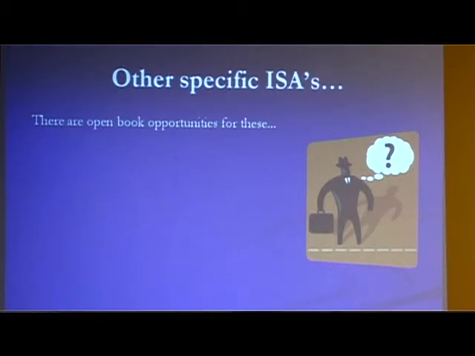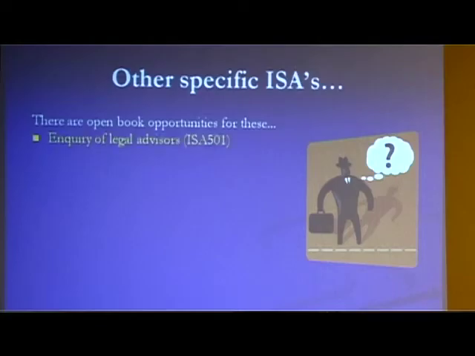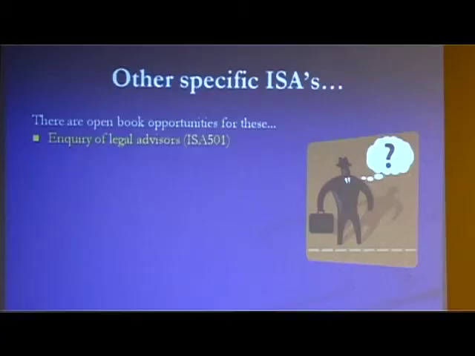Now, all of these significantly have quite big open book opportunities. So there could be a lot of flagging and highlighting that needs to take place for this lot. Inquiry of legal advisors. ISA 501 has got a couple of different elements in there, but the legal advisory one is the one that I want to focus on, and I will have a look at that.